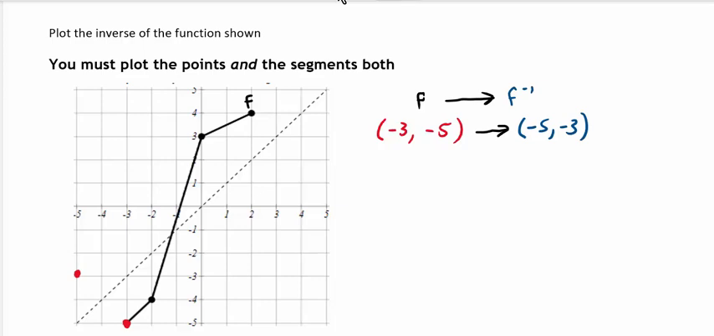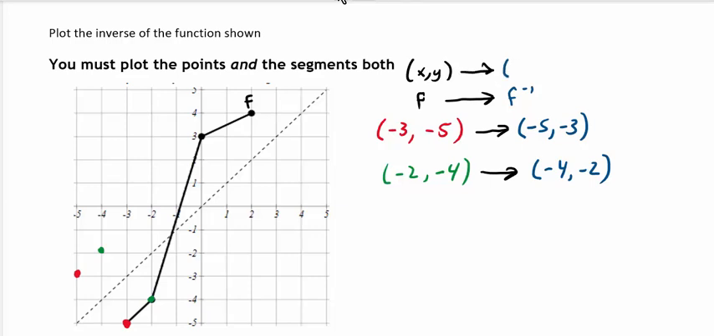few more points. So I'm going to look at this point here on f, whose coordinates appear to be -2, -4. And I'll interchange the coordinates again, so that would be -4, -2, and I'll plot -4, -2, and I'll just continue on in this fashion, taking points on f, say x, y, and interchanging them to y, x.